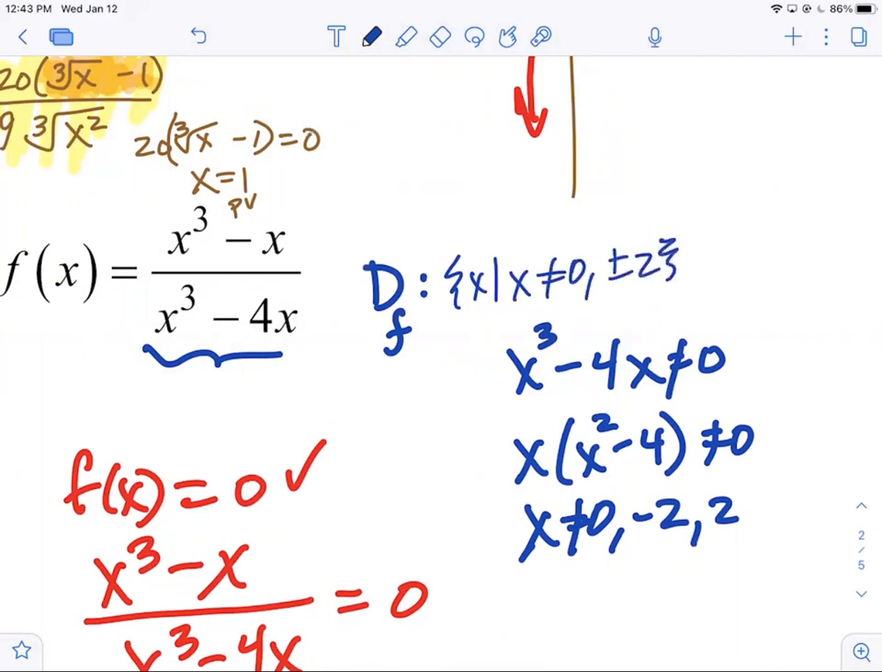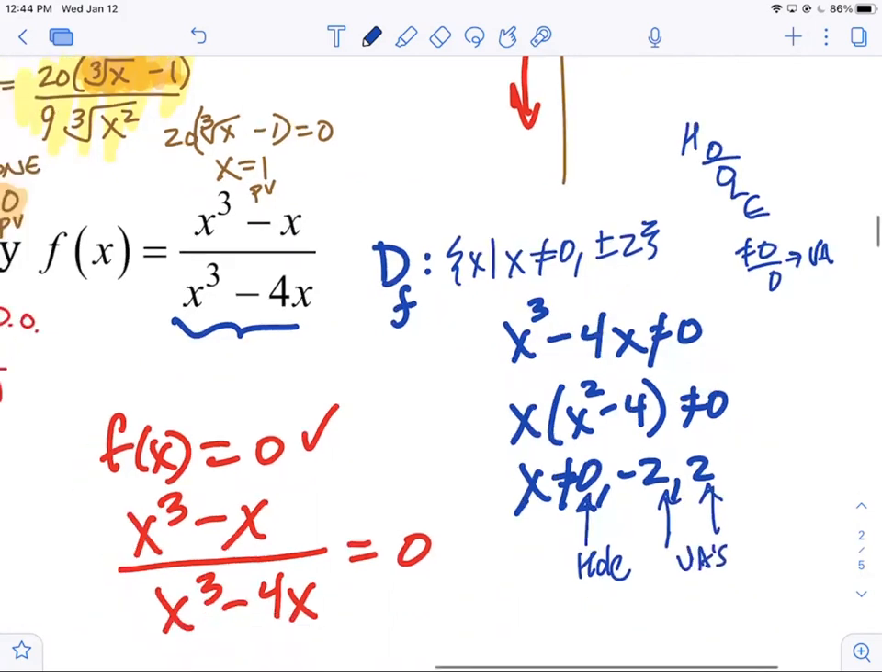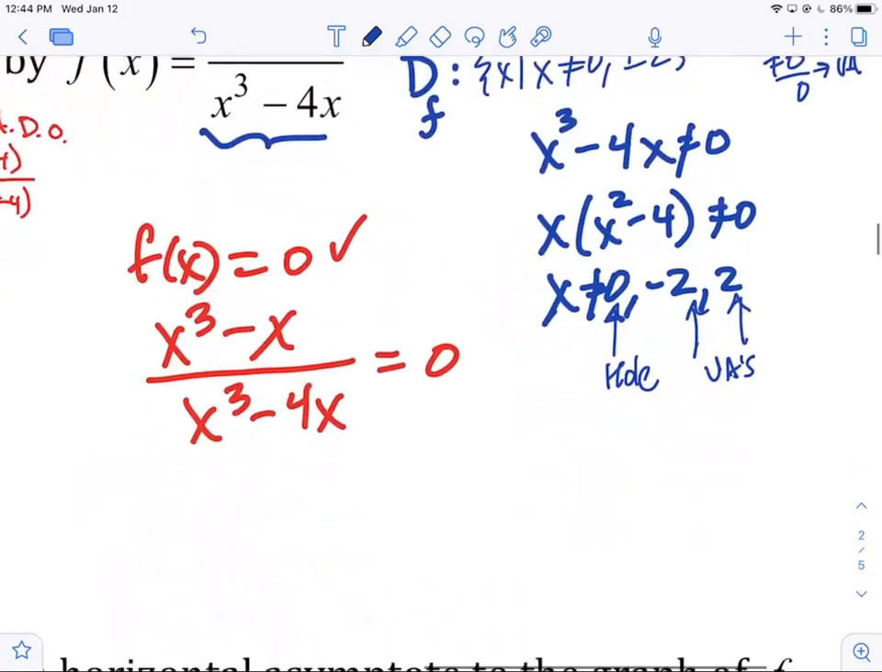Now, since you find the discontinuities, you might see if they're holes or VAs. How can we tell that? Well, you can use direct substitution, because if you get 0 over 0, remember it's a hole. And if you get non-0 over 0, it's a VA. I know that when I plug in a 0, I get 0 over 0, right? So I know this is a hole. And if you plug in -2 and +2, you get non-zero. So these are both VAs. Okay, so that's the first thing I would do. Just mentally take inventory.